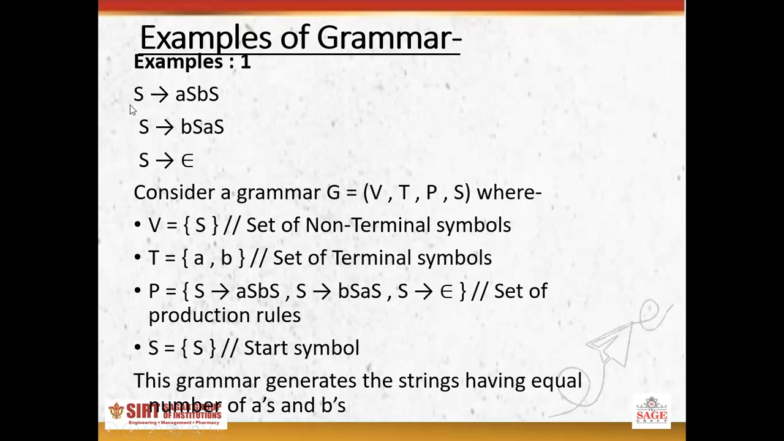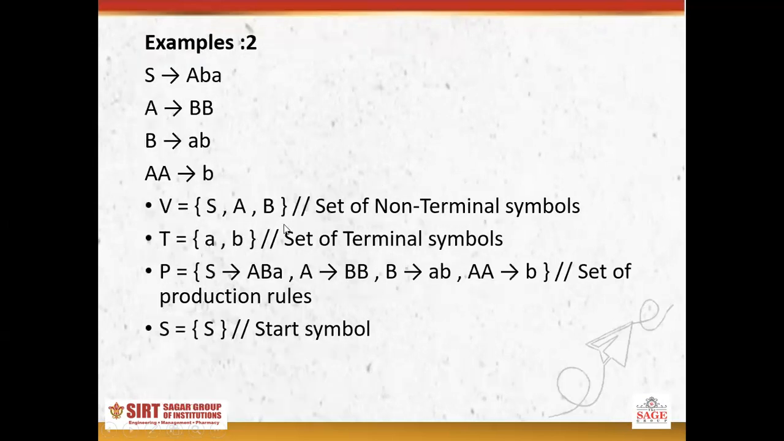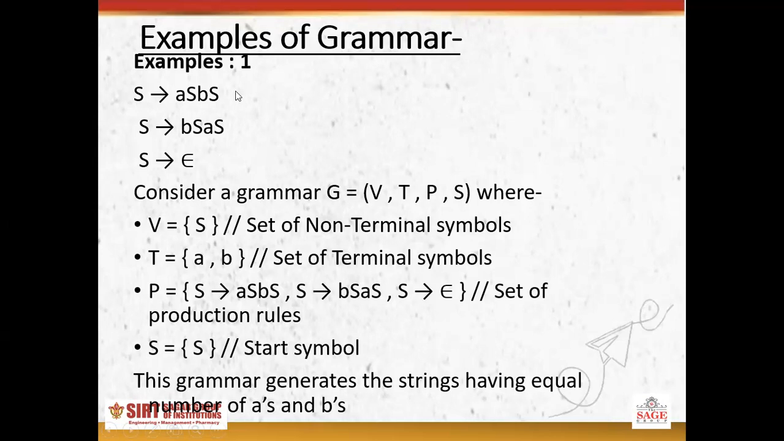So what do you mean by this? These are called productions. Whenever a question is given, this is known as production. Capital S is known as a variable. Small a and small b are known as terminals. And because S is the starting symbol, we have S as the starting symbol. So V represents S as the non-terminal symbol, T represents small a and small b as terminal symbols, P is the whole set of productions, and because S is the start, it is known as the starting symbol.